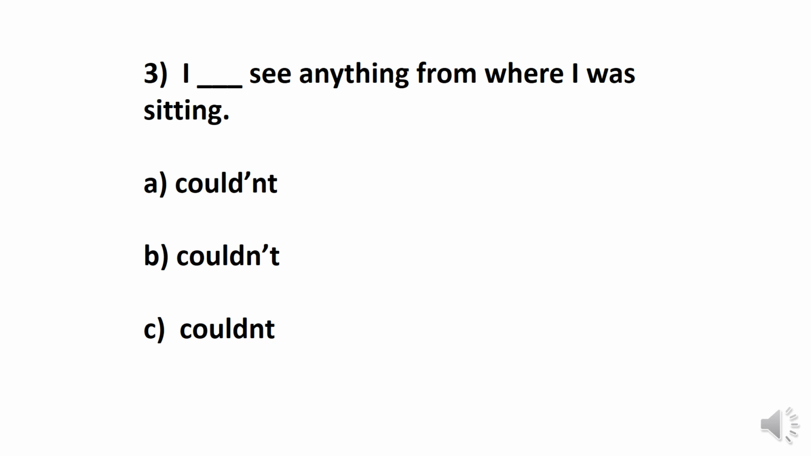Question 3. I couldn't see anything from where I was sitting. Is the correct answer A, B, or C? What do you think? Well, the correct answer is B. This is a contraction. It could have said, I could not see anything from where I was sitting, but because the two words have been squashed together, we use an apostrophe, and it must sit between the N and the T because the missing letter is O.